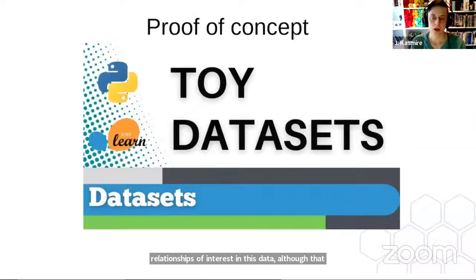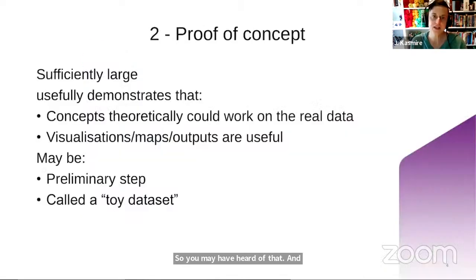So here's another one that you may not be aware of, because this is often used in computer science and computational methods exploration: the concept of proof of concept or toy data sets. They're called toy data sets, especially in computer science. So you may have heard of that. And what these do, they are sufficiently large to usefully demonstrate theoretical concepts that might work on the real data.